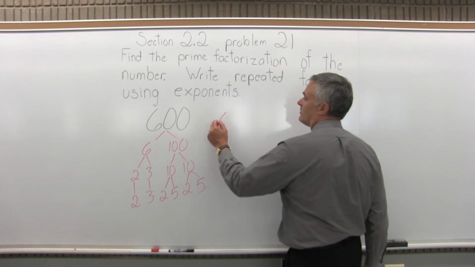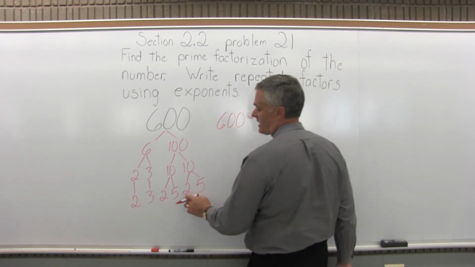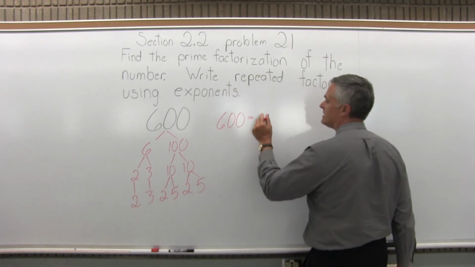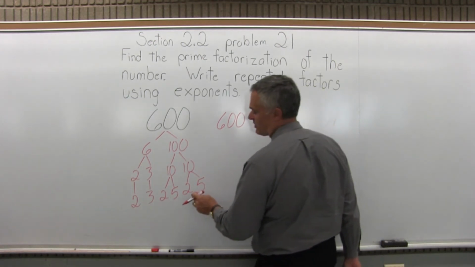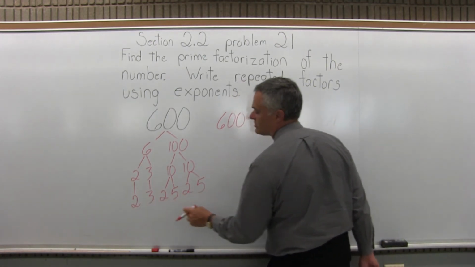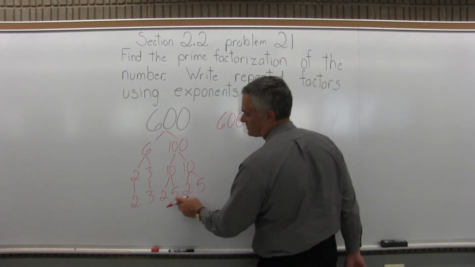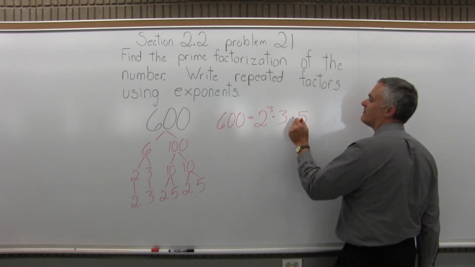So now, I'll write 600 equals, and it's most common to put the primes in increasing order. So first I'll list 2. It shows up in 3 spots, so I'll write that as 2 to the 3rd power times, next I'll put 3, and as I look, the 3 only shows up once, so just times 3. And then 5 shows up 2 times, so I'll put 5 to the 2nd power.